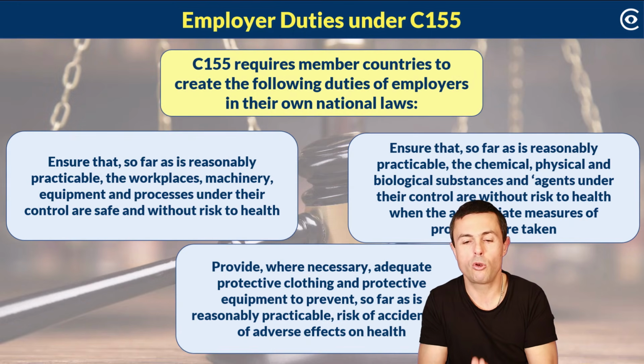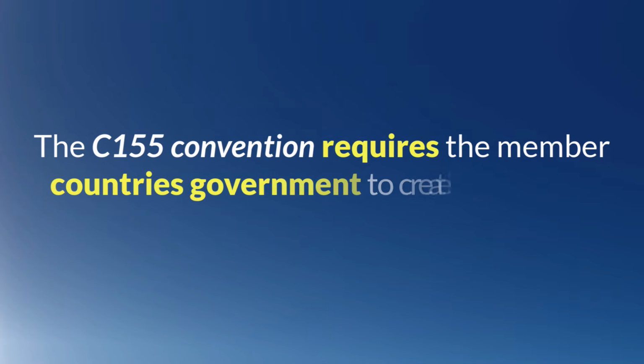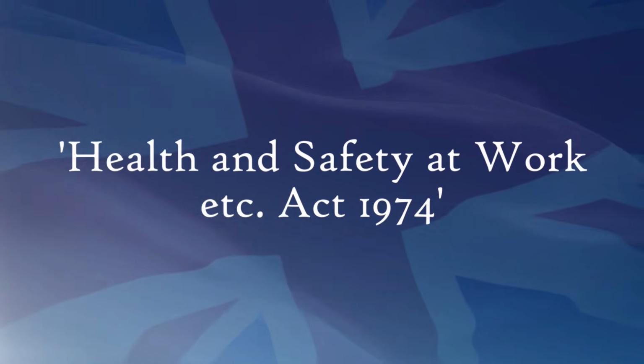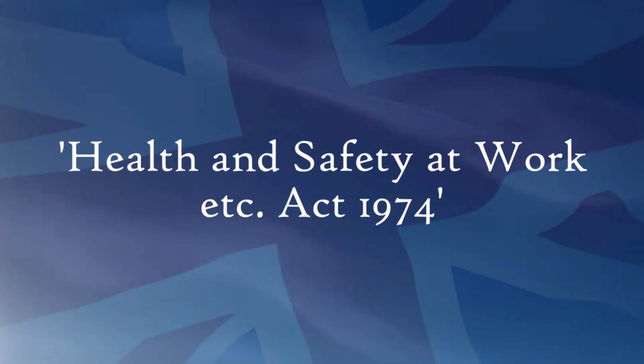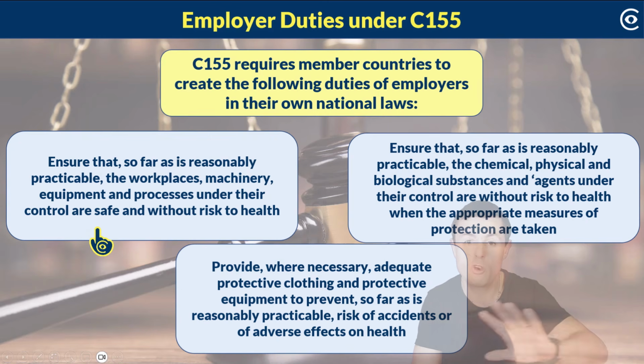Here we are. Here are the employer duties under C155. Now, I have maybe rephrased these very slightly, but what it does is require the member country, so it requires the government, to create its own national legislation to have these duties. So in my legislation, we have the Health and Safety at Work Act here in the UK. And in our Health and Safety at Work Act, we have, well, at least two of these. We have this duty here to ensure, so far as is reasonably practicable, that the workplaces, machinery, equipment and processes under our control are safe and without risk to health. We've got that in our Act. Slightly different words, but we've mostly got it.